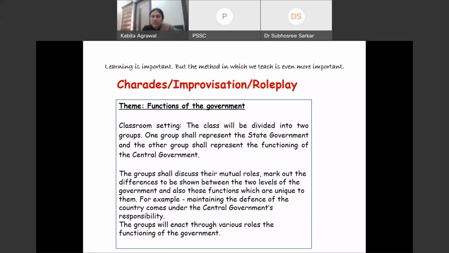Role play where you can divide the teams, one is central government, one is state government, and both the teams are discussing what are their roles, functions, and how the central government and the state government are different, so they come up with.